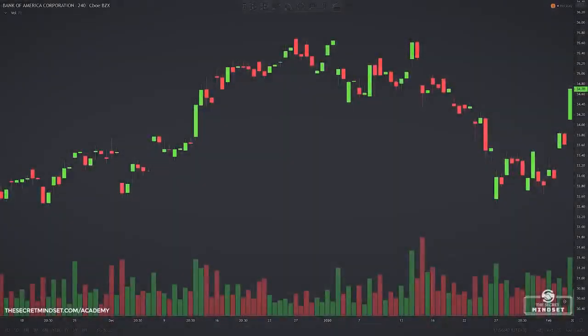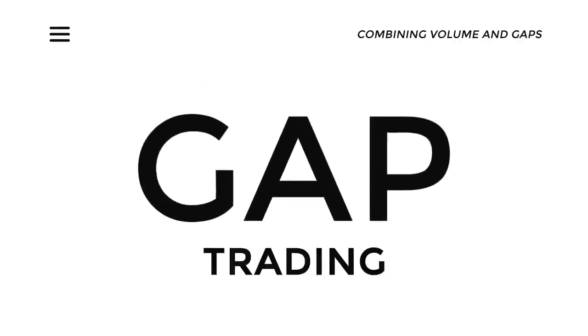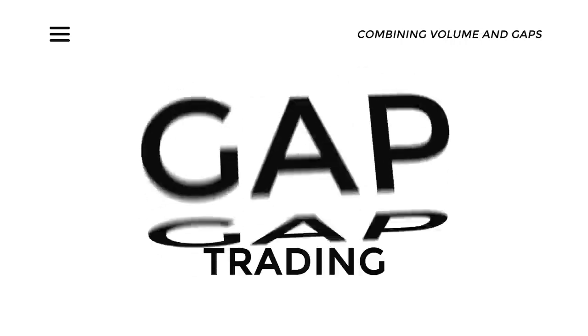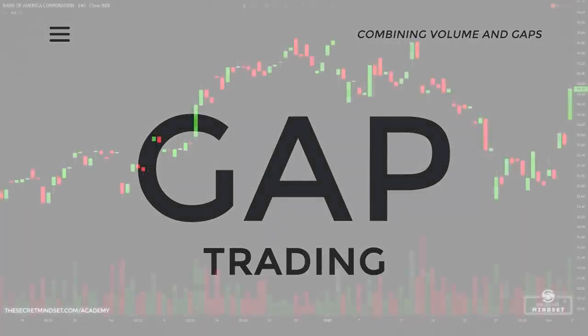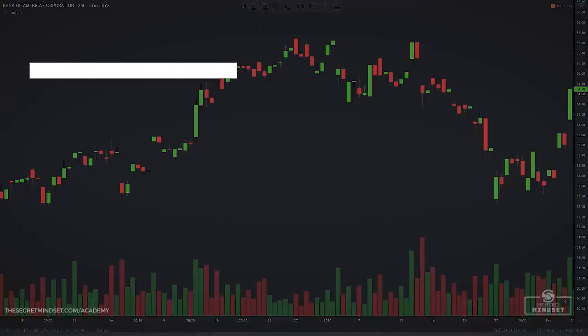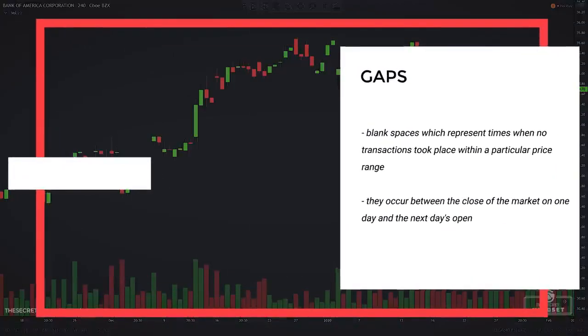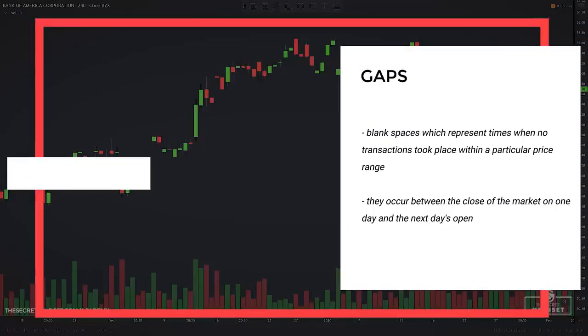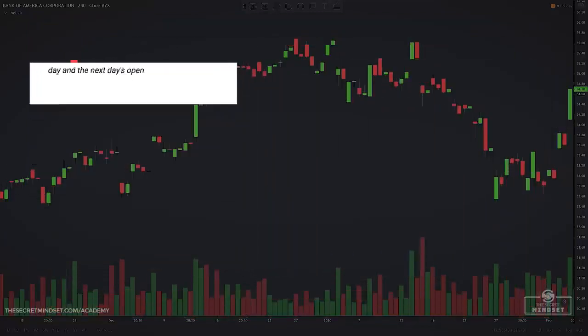Price charts often have blank spaces known as gaps, which represent times when no transactions took place within a particular price range. Normally, this occurs between the close of the market on one day and the next day's open. There are two primary kinds of gaps: up gaps and down gaps.